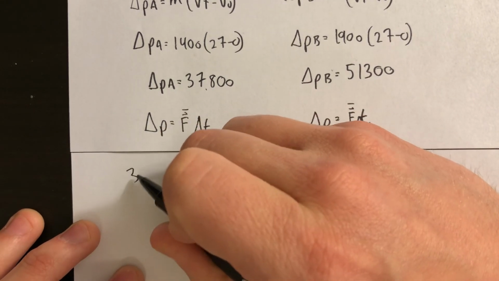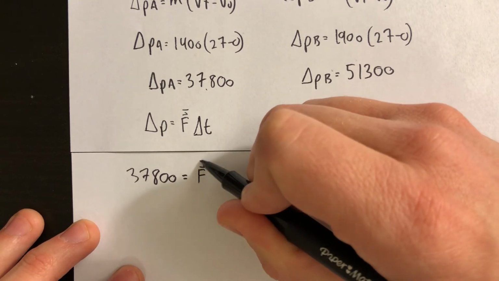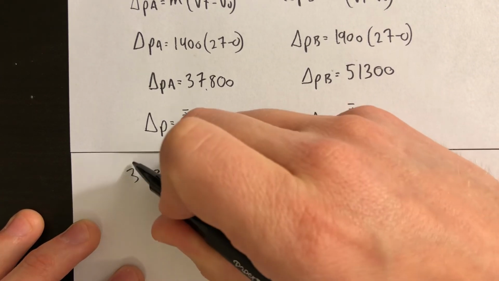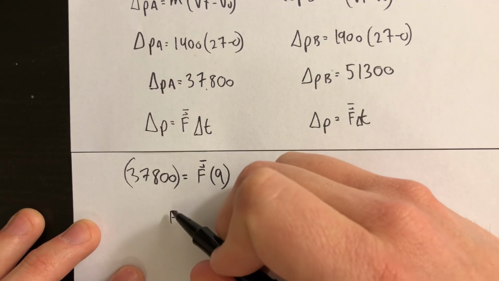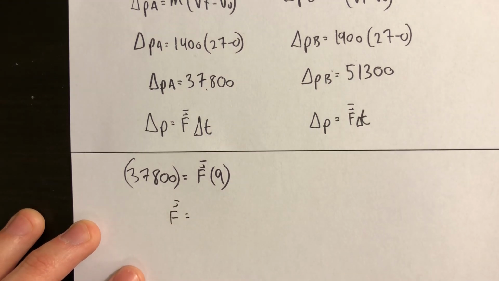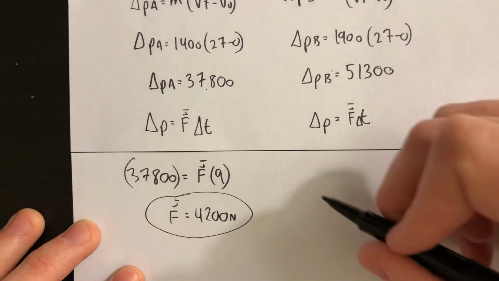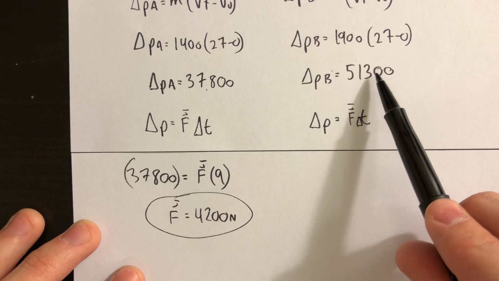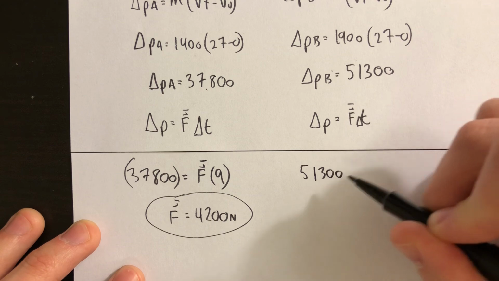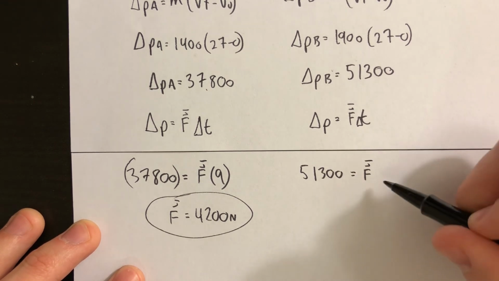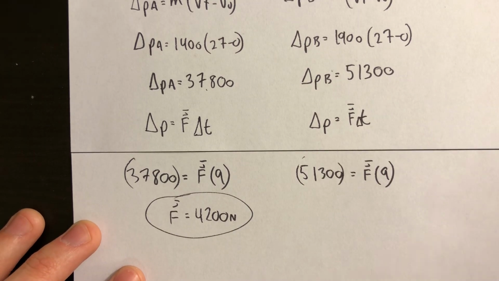So this will be 37800 equals average force times 9. We'll divide both sides by 9 to get our final answer for A. And that'll be 4,200 newtons. And we'll plug in 51,300 for this delta P. But it's still 9. The time for car B is still the same. And we'll divide both sides by 9.